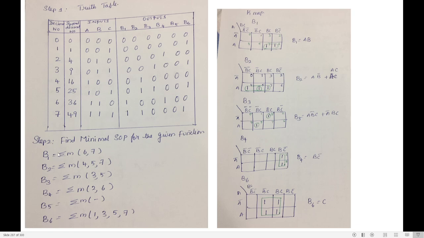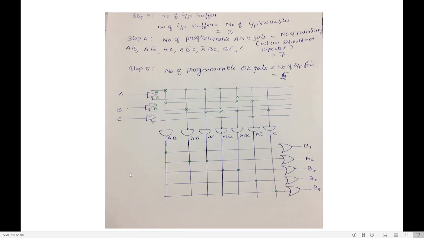How many functions do you have? B1, B2, B3, B4 and B5. B5 has no minterm, so we are leaving it. So 1, 2, 3, 4, 5 functions. So 5 functions, B1, B2, B3, B4, B5. Clear? So this is how you need to design a PLA logic circuit. Thank you.